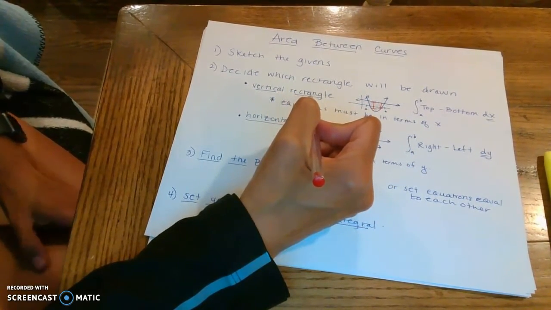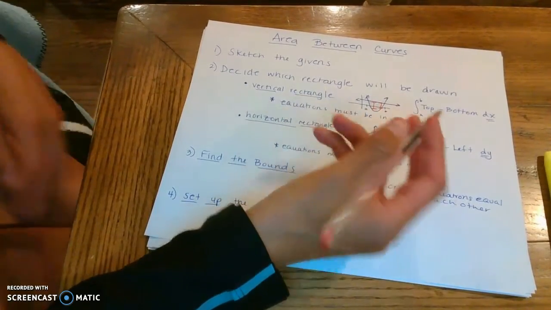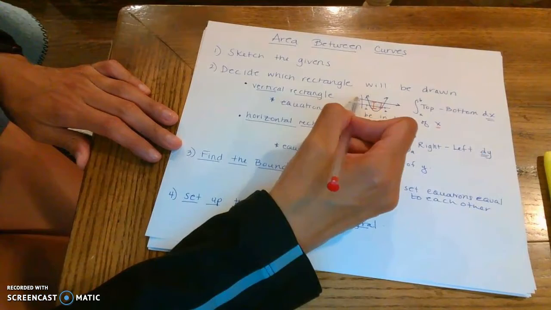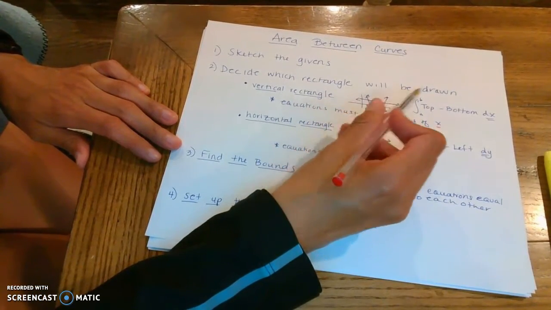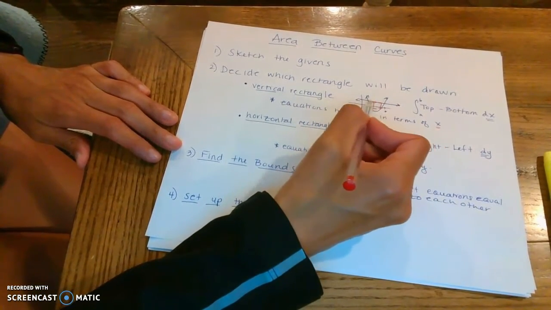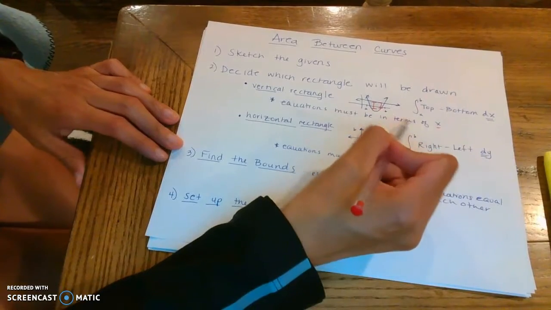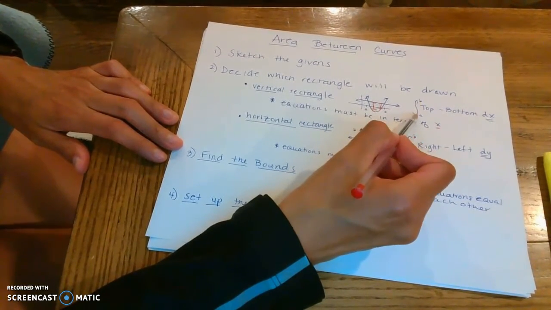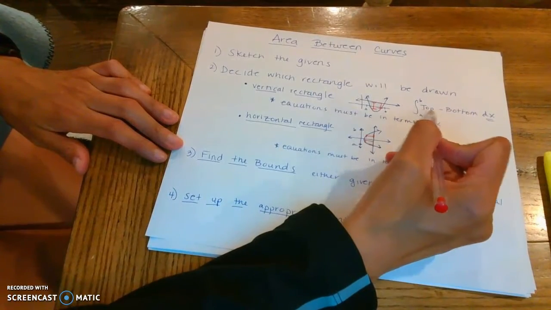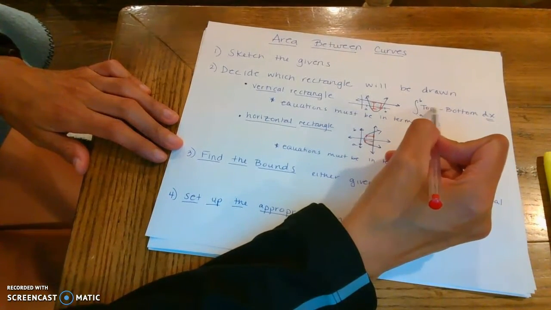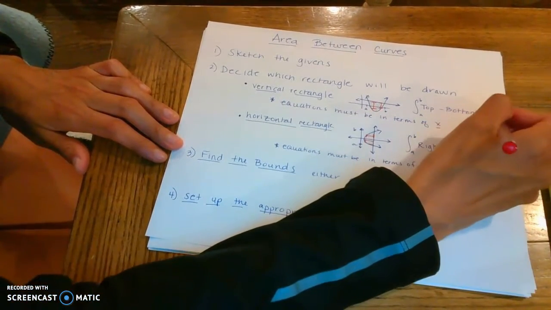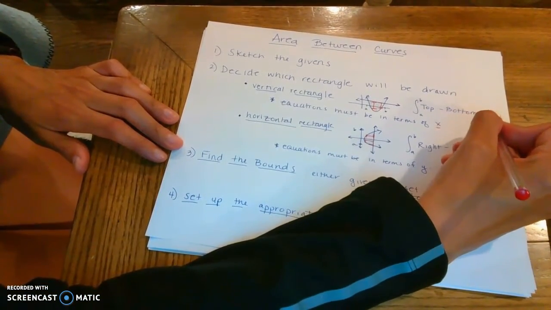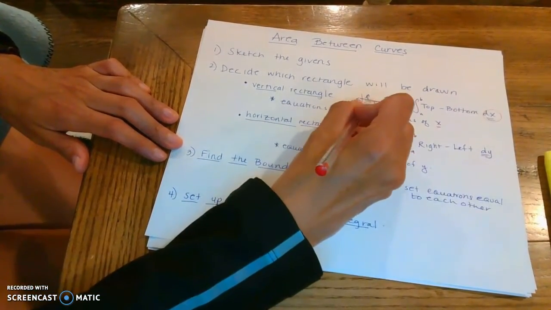If that's the case, you need to make sure your equations are in terms of x. So that means you would have something that says y equals x squared minus 2x plus 1, and y equals, let's say, 5. Okay, so everything should be in terms of x. And that's when you go ahead and find your bounds, which we'll talk about next, and set up your integrand, top function minus bottom function. And your variable of integration is going to be dx, and that's 100% because of the vertical rectangle.